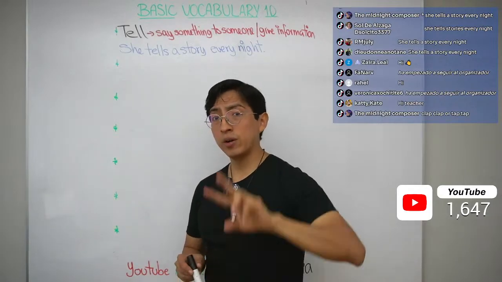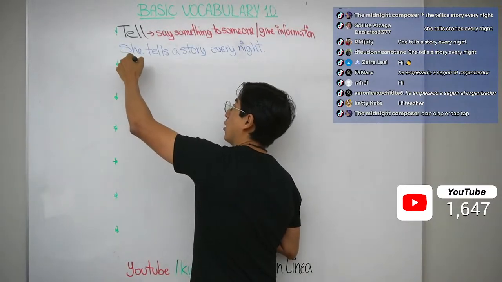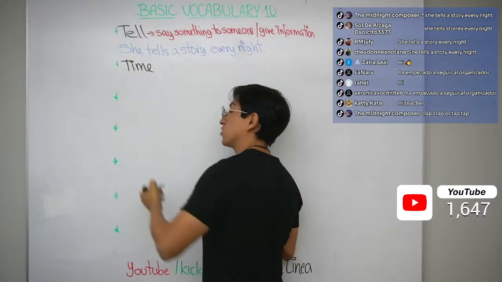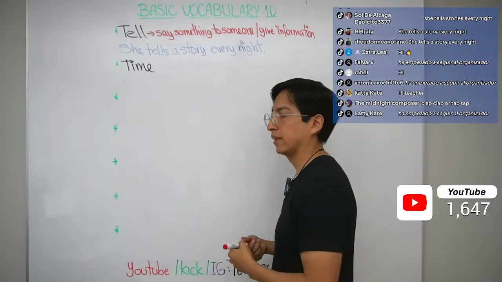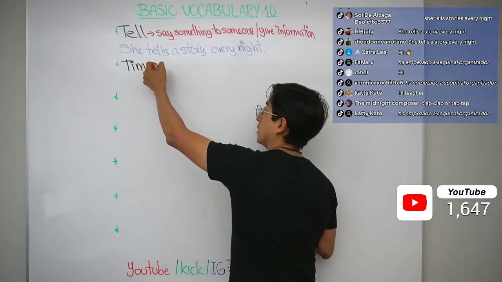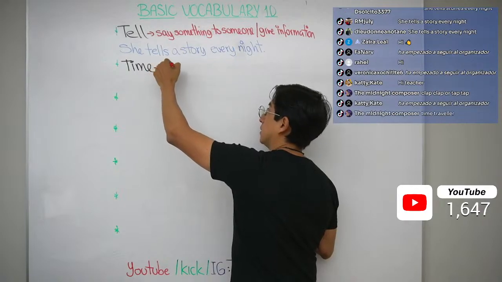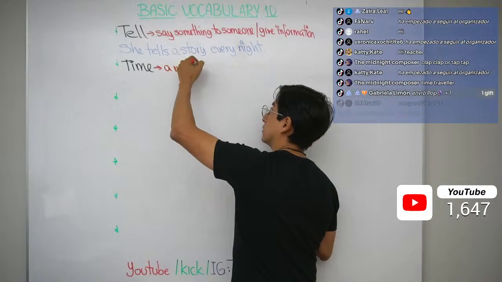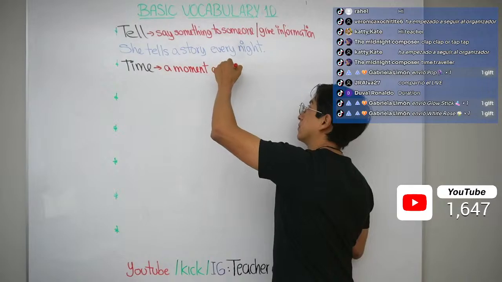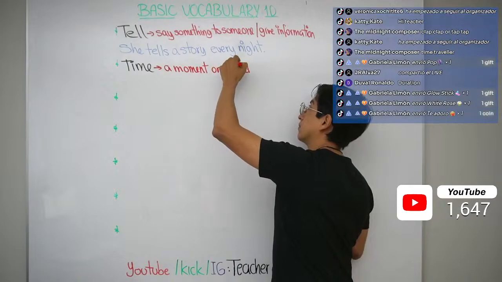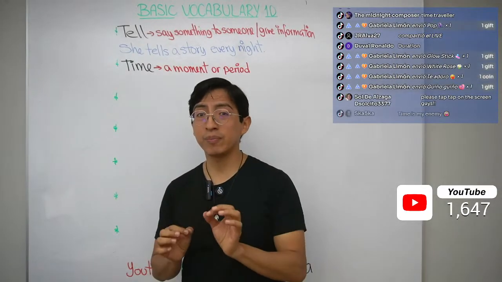Okay, let's continue now with the second word. This word is time. Time. Guys, what does time mean? Well, time is a moment, okay? A moment or period. Okay, that is the meaning. A moment or a period.